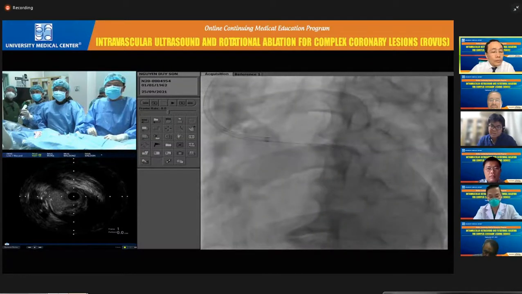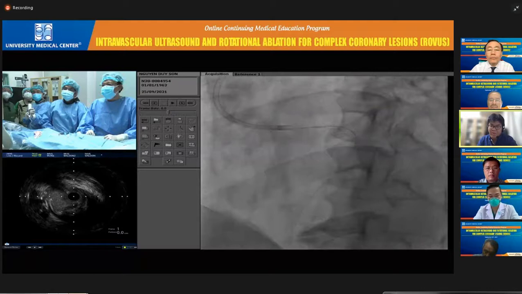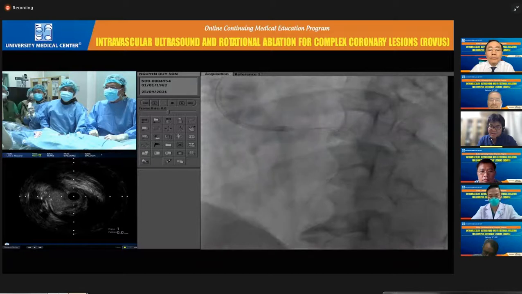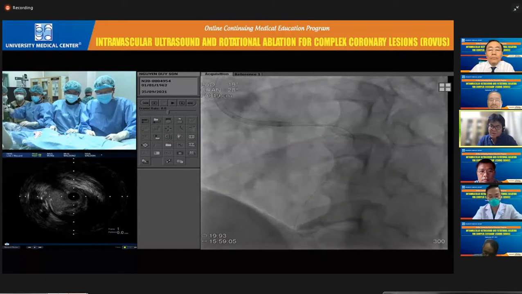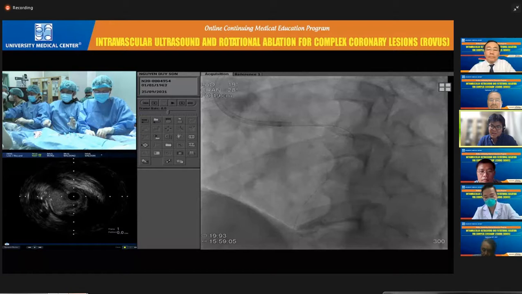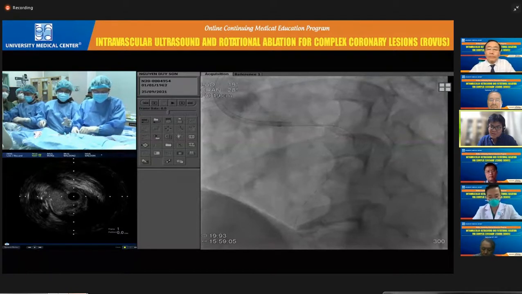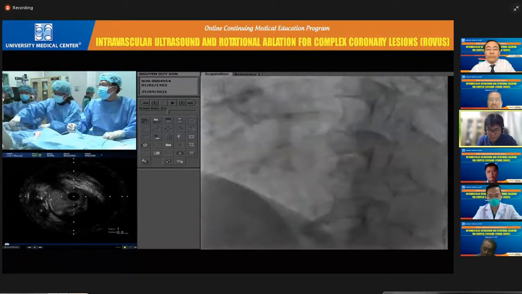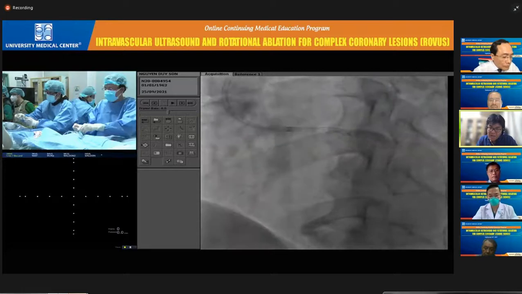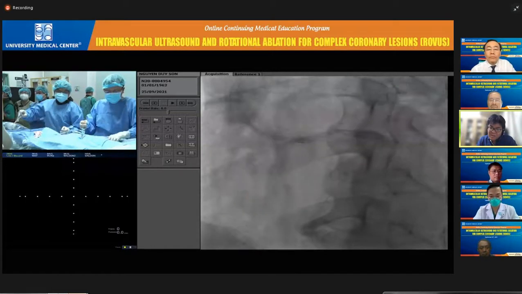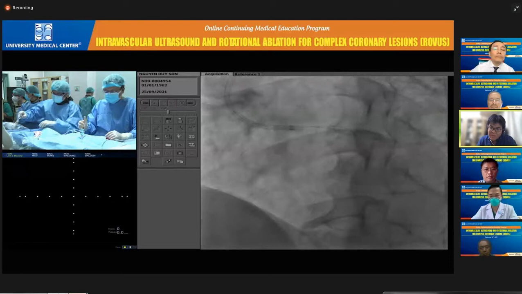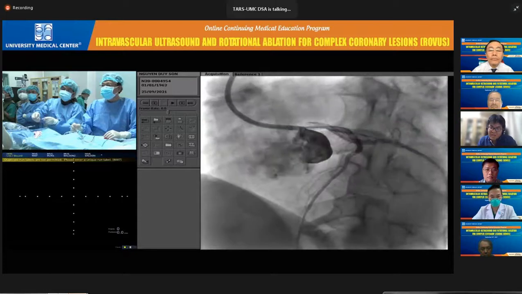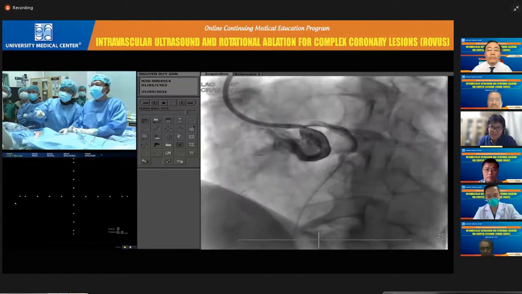Just LAO 40 degree. Oh, okay. This is LAO. So please check the angiogram. Before checking IVUS, could you show us the angiogram? If we can clearly see the ostium of the left main, this is a good view to identify the ostium. You see, in this view the dissection is better to identify the ostium.